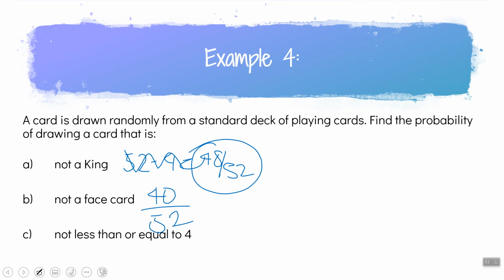The odds that it's not less than or equal to 4. So this gets a little different because I guess it depends whether or not you want to consider ace as less than or equal to 4. Typically, that's how we order them, but that's not always the case. If you do consider it less than, you'd have an ace, a 2, a 3, or a 4 equal. 4 times 4 is 16, and 52 minus 16 is 36. So 36 out of 52 cards are going to be not less than or equal to 4, if ace is considered a 1.